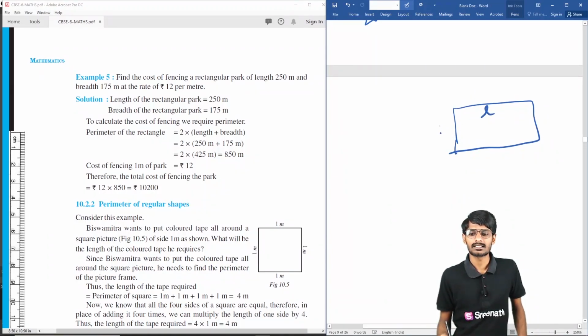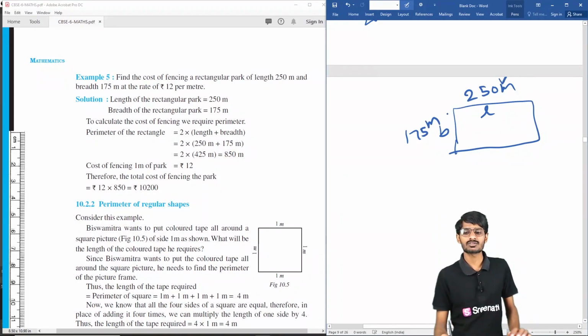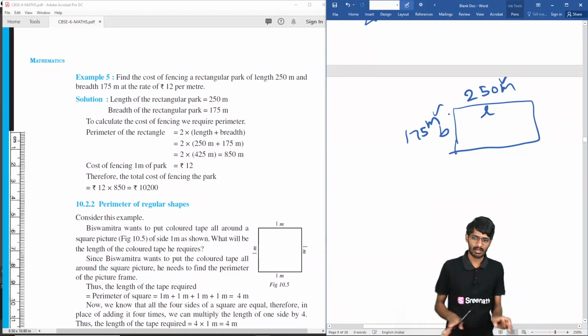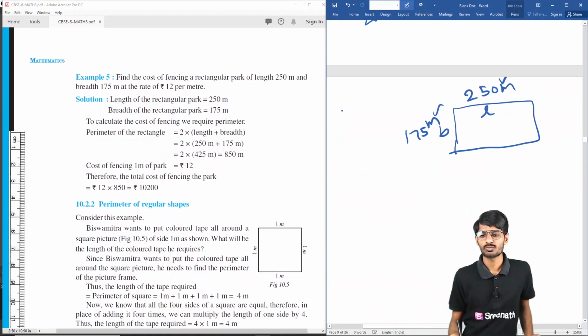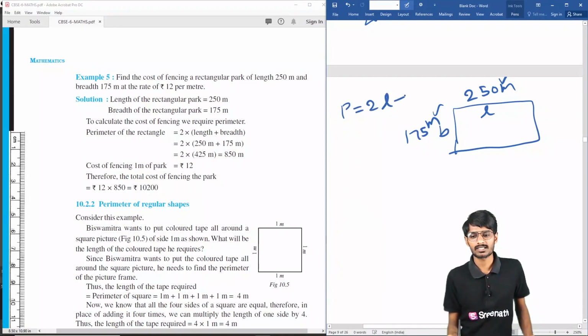So this is the length and this is the breadth. What is the length of this rectangle? It is 250 meters. What is the breadth? It is 175 meters. Look at the units: here meters, here also meters. So don't worry, we can get the answer in terms of meters. The perimeter of a rectangle is 2 into (L plus B), which is 2 into (250 plus 175).